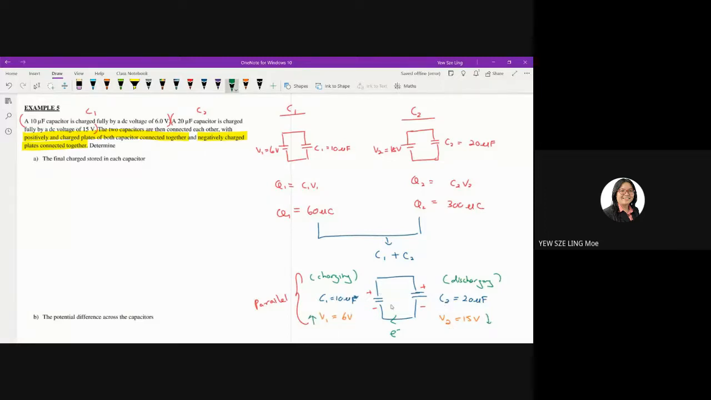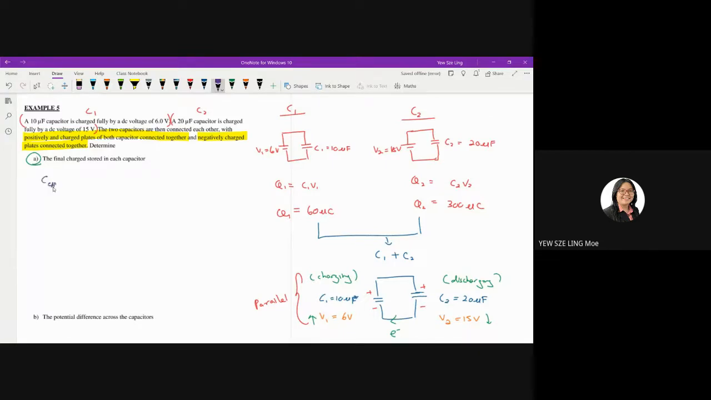And how are we going to determine the final value? Let us go back to question A right here. The final charge stored in each capacitor. In order to determine it, you need the final V, the final potential difference across both capacitors. If C2 is discharging and C1 is being charged, then V2 will drop and V1 will increase. We need to identify the new V. How? Well, you need to calculate the final C.